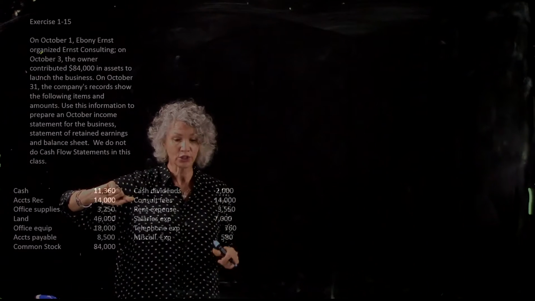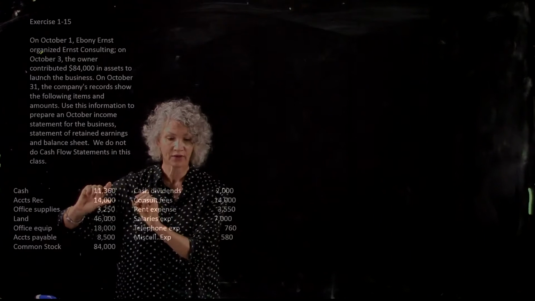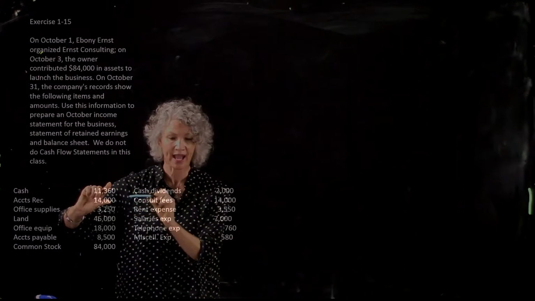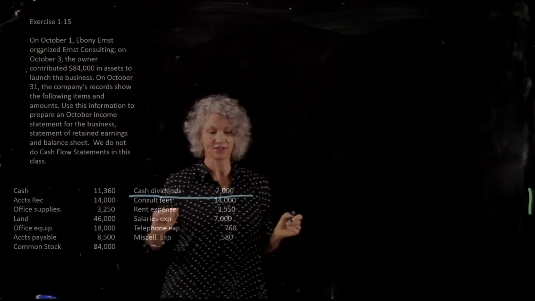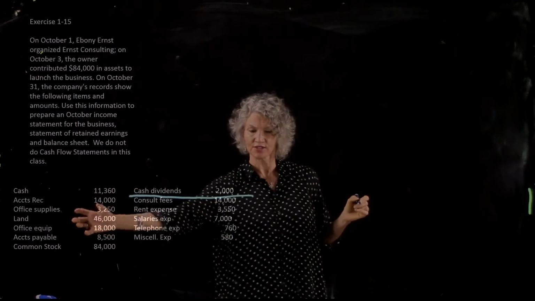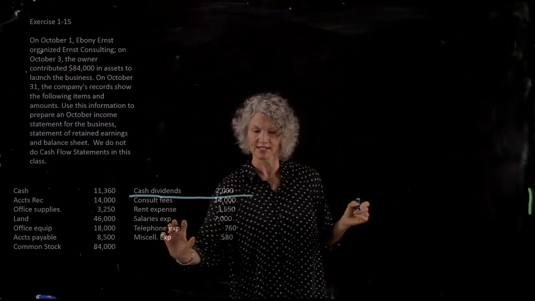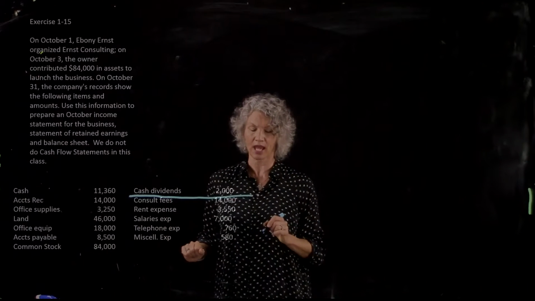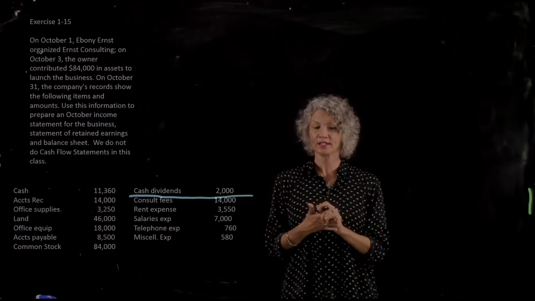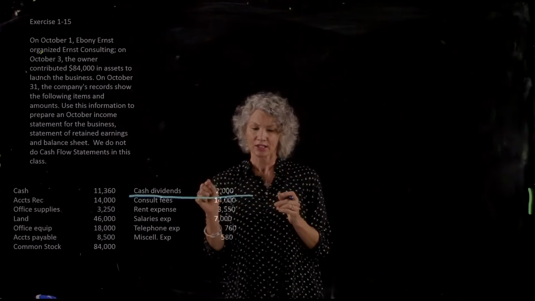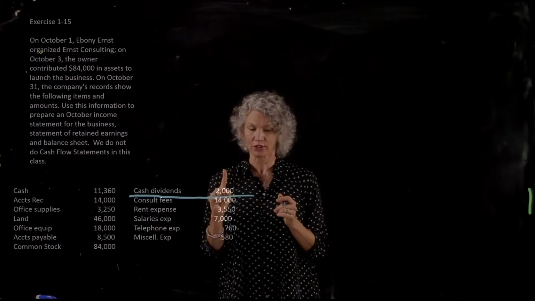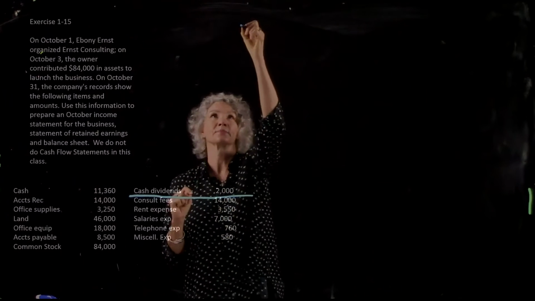Consulting fees are revenue. Aha, right there between dividends and consulting fees. These are all balance sheet. These are income statement accounts, okay? All right, so let's start with the income statement. We always start with revenue, right? It looks like we only have one kind of revenue, and that's consulting fees.